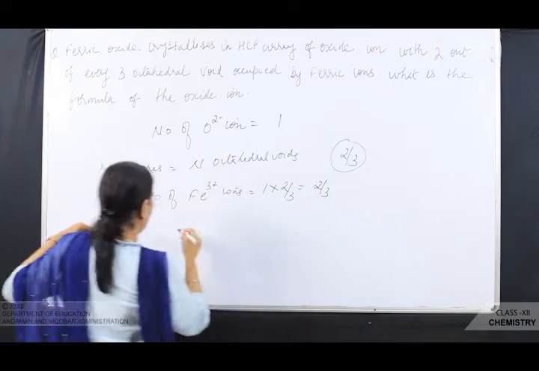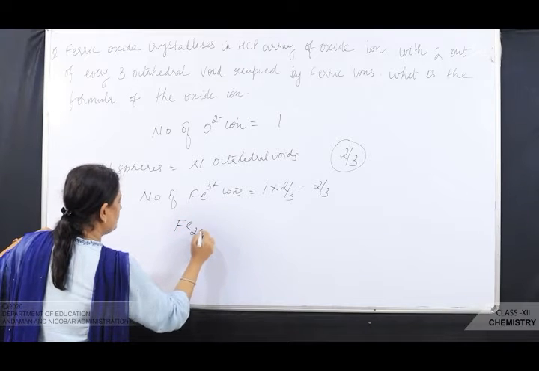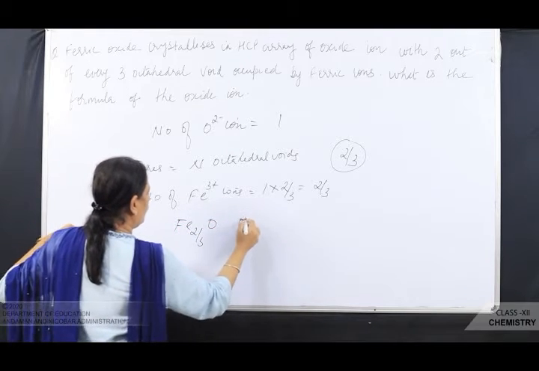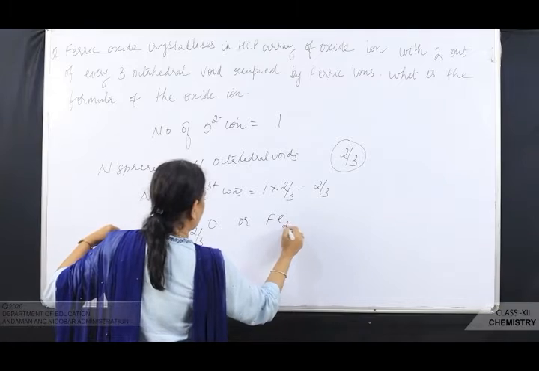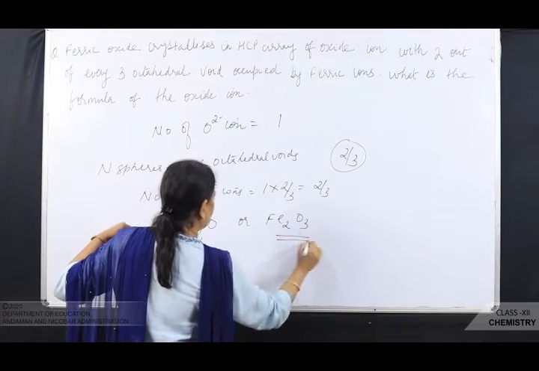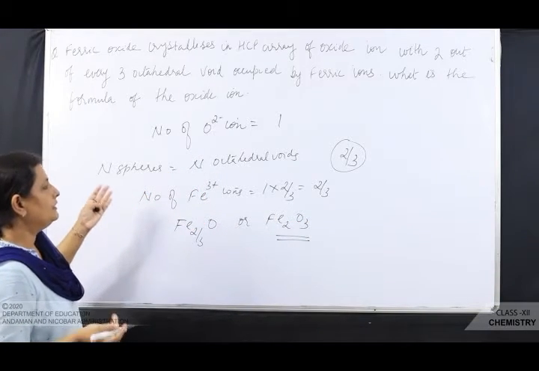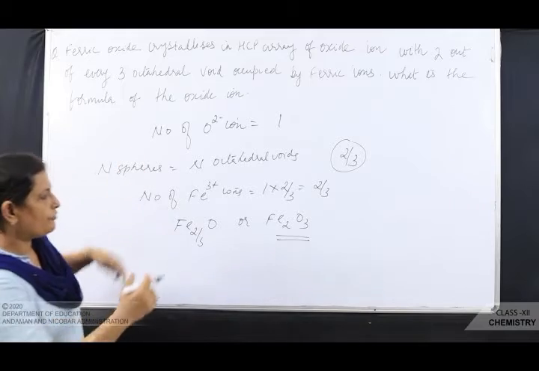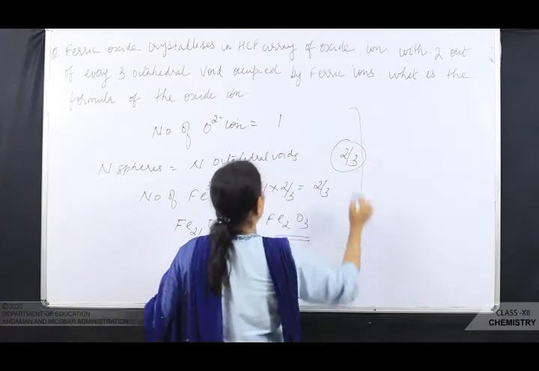So, what will be the formula? Fe 2 by 3 O, or it will be what? Fe2O3. Is it clear? So, this is the next question. It is very simple, or if you want, this also you can do.